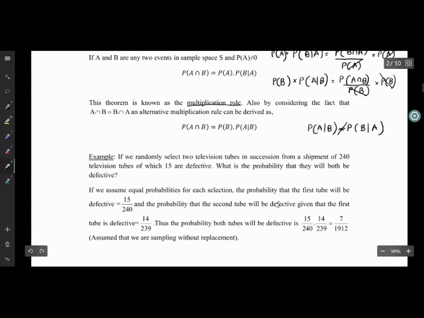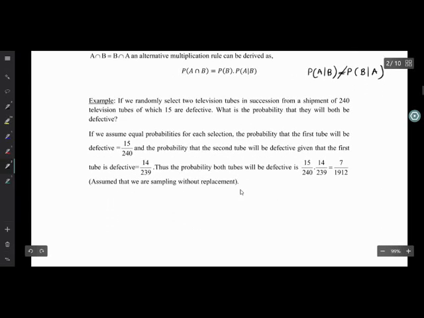Okay, let's try another example. If we randomly select two television tubes in succession from a shipment of 240 television tubes, of which 15 are defective, what is the probability that they will both be defective?